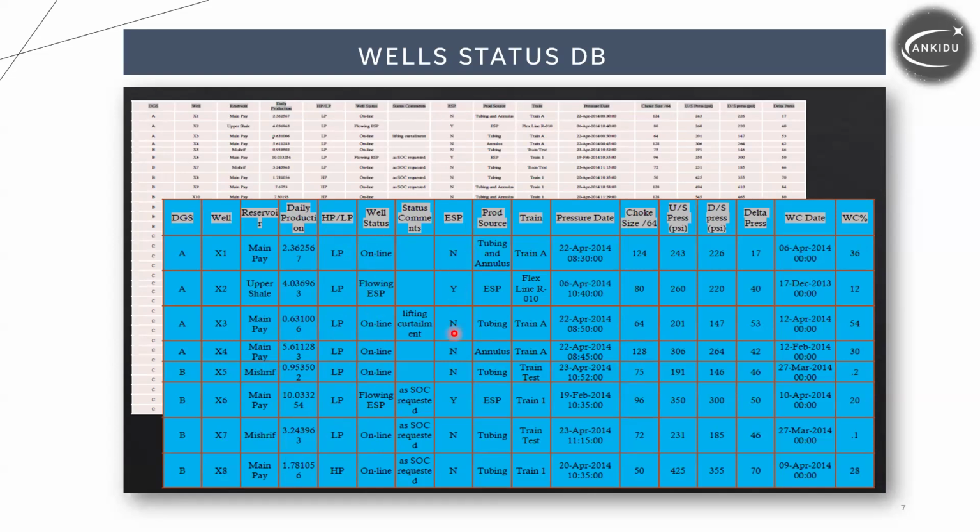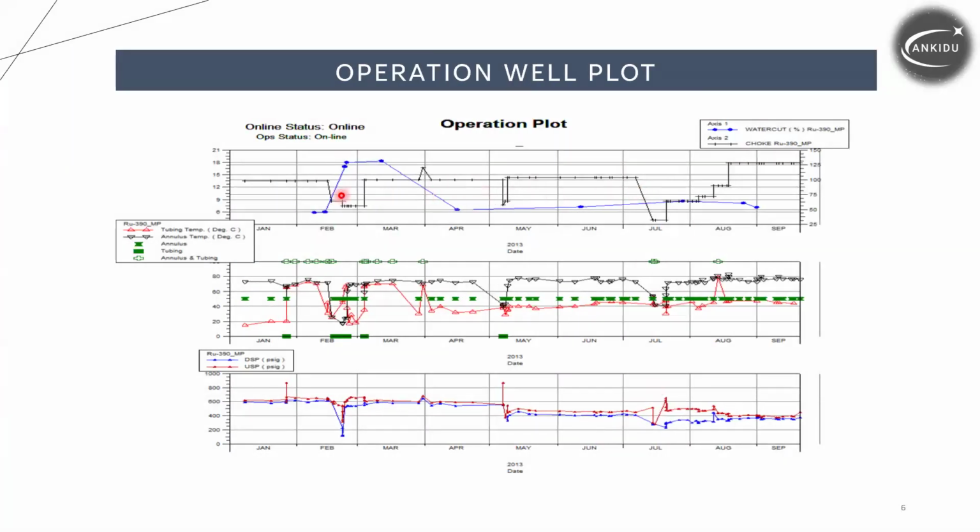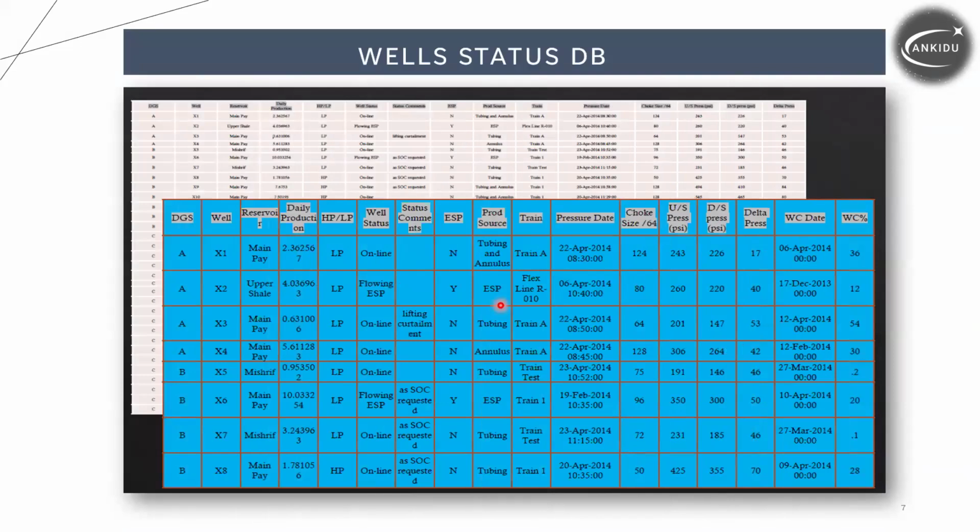So, okay, you can see it's ESP, the production source. Is it tubing annulus, tubing only, annulus only? So, is it running through ESP? What is the train connected? And where is the pressure data? So, if we go back, we can see there are multiple readings, it's nice readings. It's not in a minute. I mean, maybe it's not real-time data, but it's more frequent data we have, so we can check the well in terms of pressures, temperature, etc.